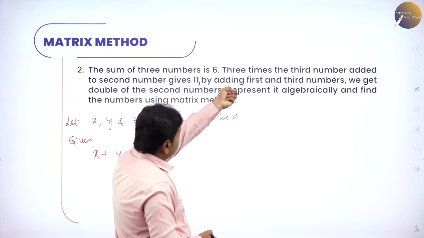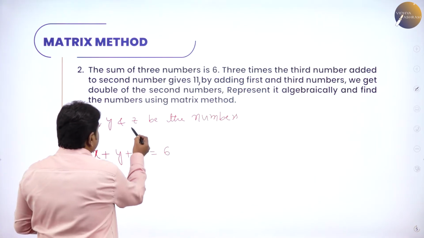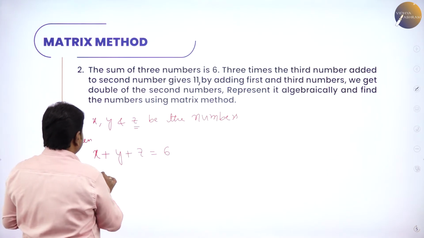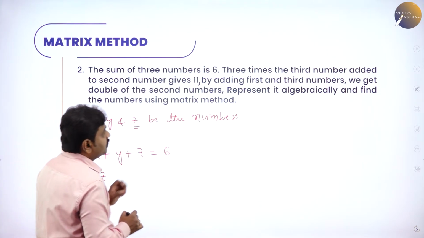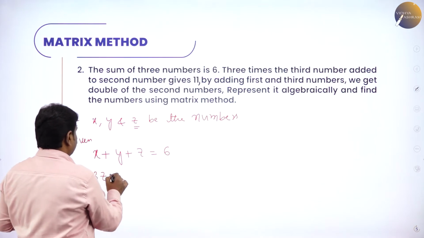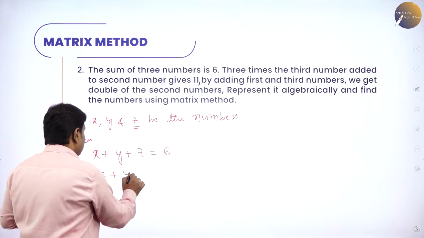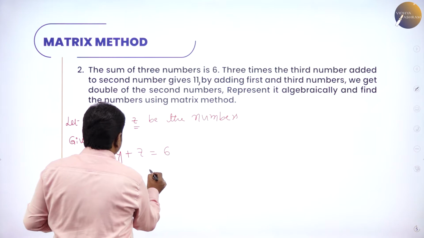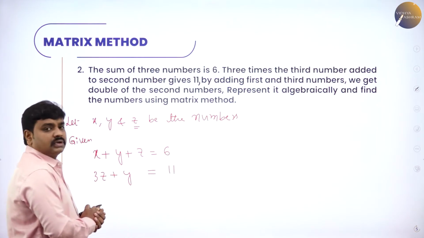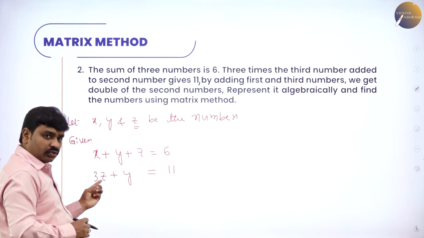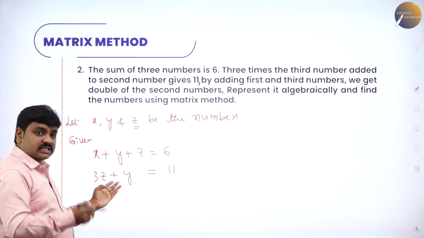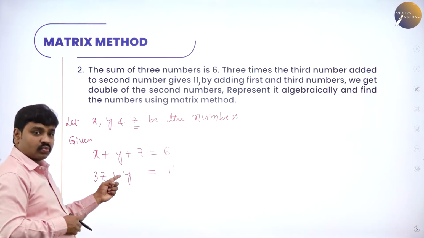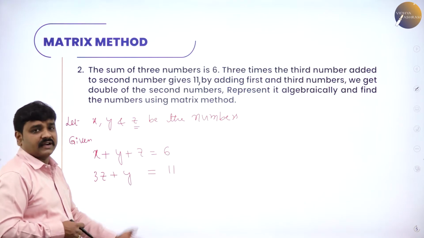3 times the third number, what is the third number? z. 3 times the third number, 3z, added to the second number, plus second number is y, gives 11, is equal to 11. 3 times the third number, they told, so I took 3z. Added means I am adding. Second number means y. It gives 11, so I took 11.